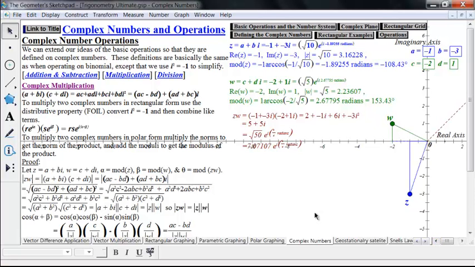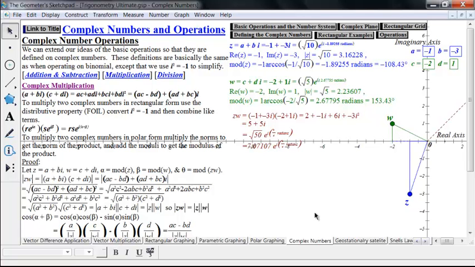Well, now let's look at the operation of multiplication. Really, just like addition, you just treat a plus bi and c plus di kind of like polynomials. So basically, when we have a complex number like this, or a binomial, when we're multiplying, we're using the distributive property.